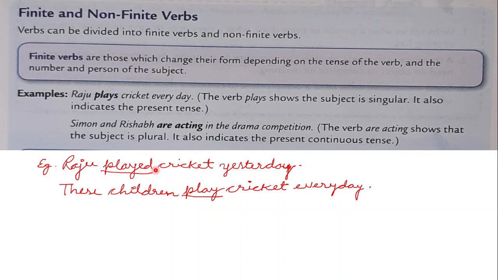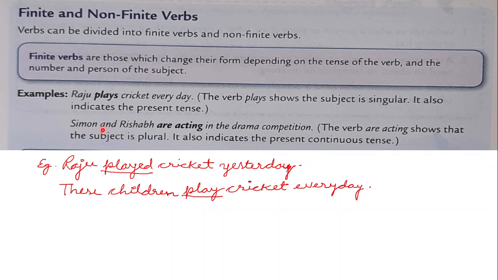It may become the ing form, so playing. Raju is playing or Raju was playing. Okay. So that way the form of the verb keeps changing. So such verbs are called finite verbs.